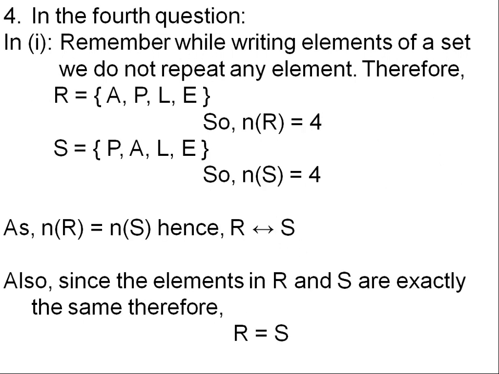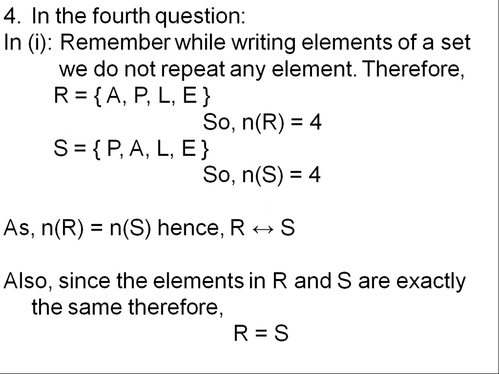Moving on to the fourth question. In the fourth question, let us pick up the first part. Remember, while writing the elements of a set, we do not repeat any letter. So therefore, set R will be equal to APLE. Remember, we have to write it in the roster form before we actually write the answer for the question. So set R is equal to, within curly brackets, APLE.